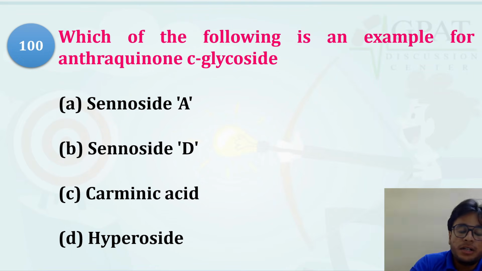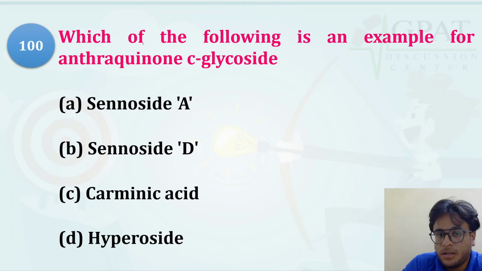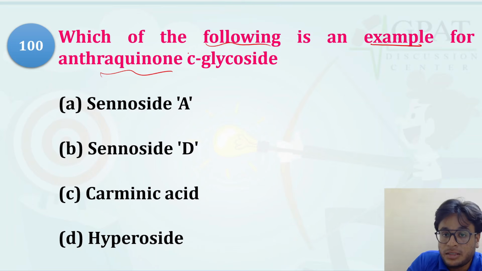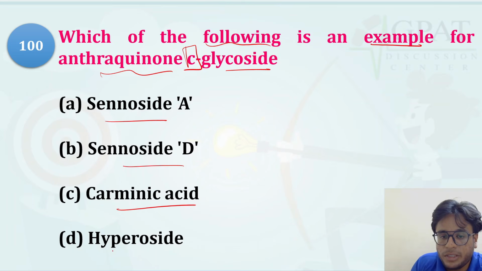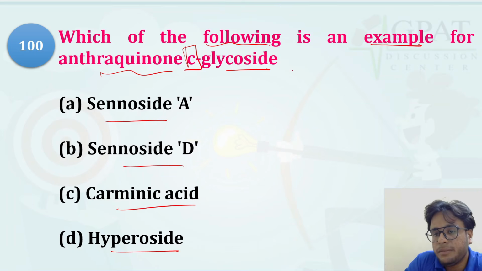Option and question 100th question is, which of the following is an example of anthraquinone C type of glycoside they are asking about? Option A is sinusoid A, option B is sinusoid D, option C is the carbonic acid, and option D is the hyprosides. Okay, so whenever we remember the C type of glycoside, we remember it with a trick.